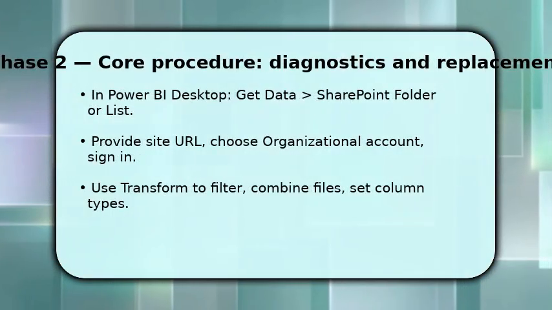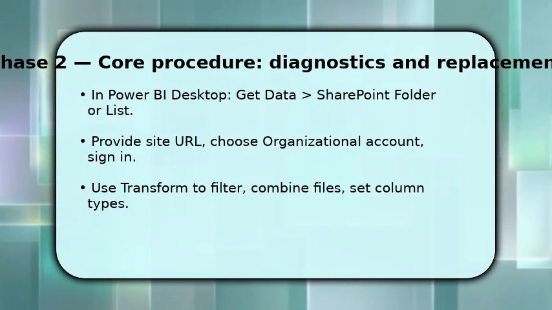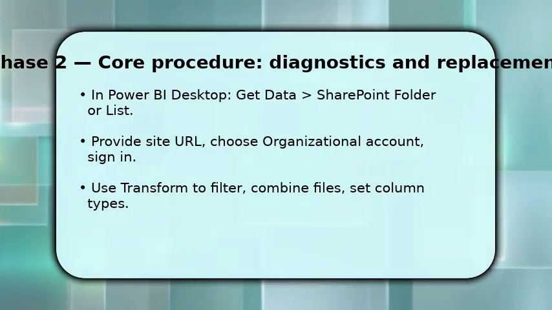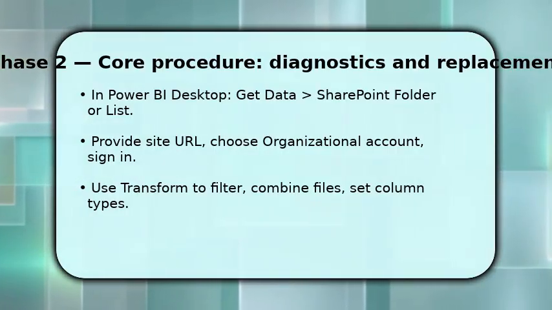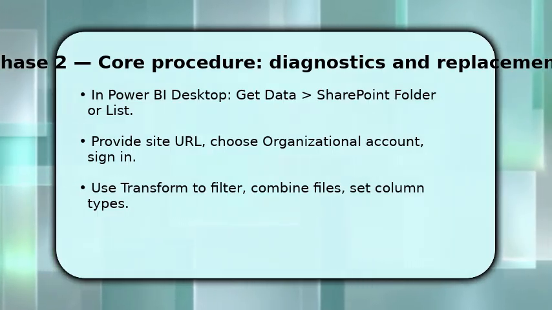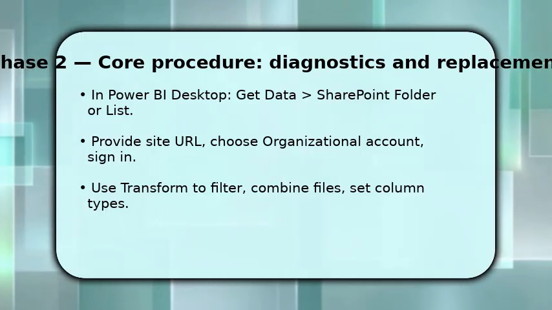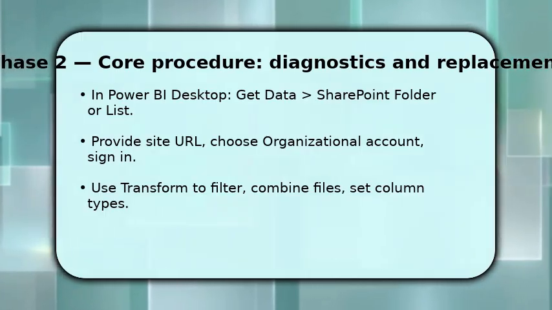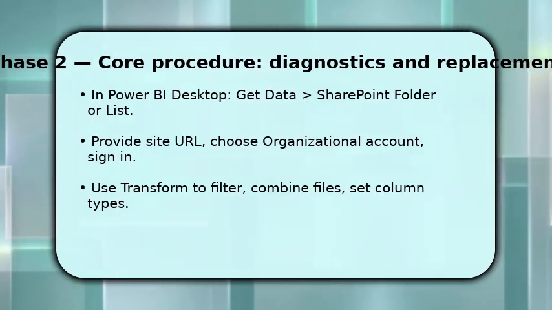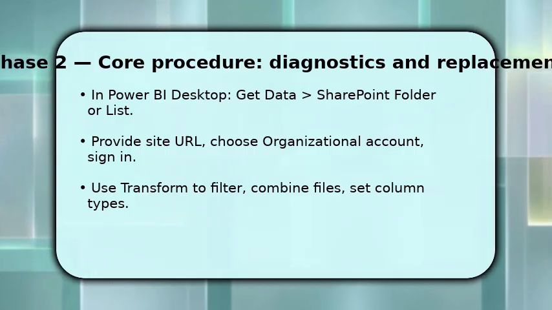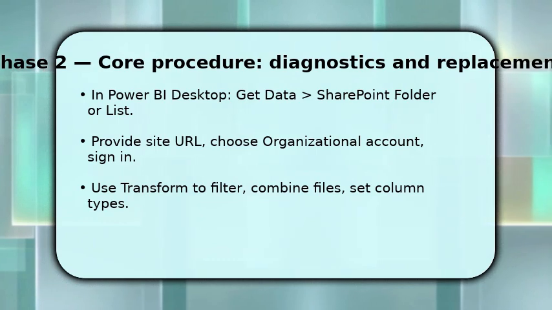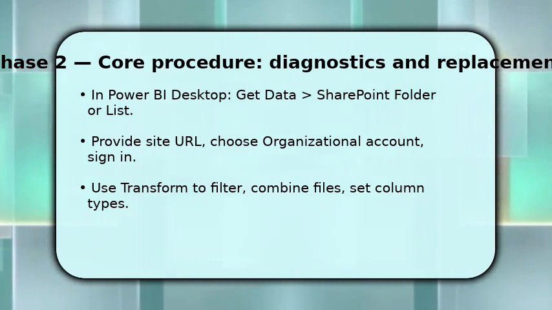Open Power BI Desktop and choose Get Data, then SharePoint Folder or SharePoint Online List for lists. This method discovers files and metadata automatically. Enter the SharePoint site URL, not the file URL, and sign in with your organizational account. This ensures token-based access. Once connected, use Power Query to filter rows, combine matching files, and set column types. This step shapes the data and reduces model size. Make sure to promote headers and remove unnecessary columns before loading.